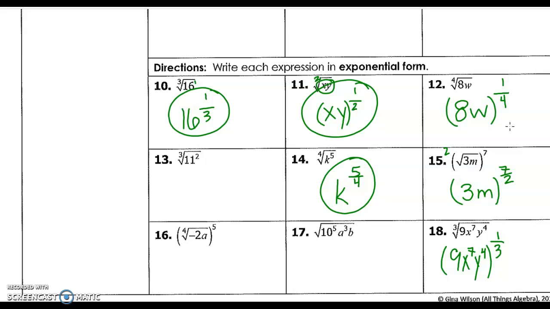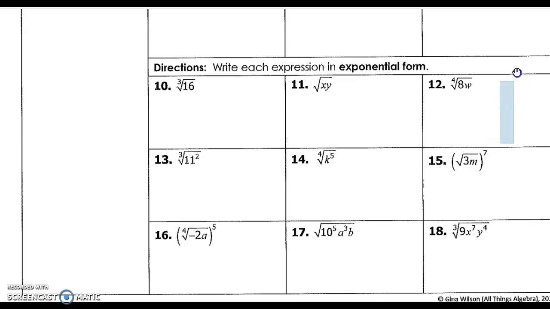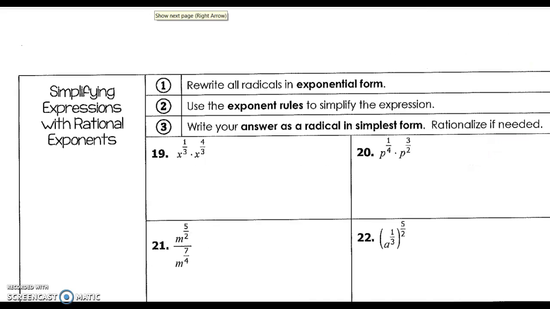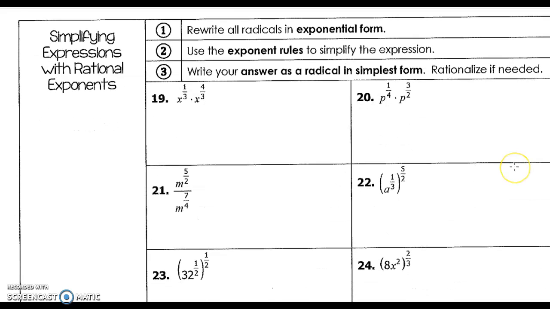So the question: why in the world would you need to convert? Well, because when we're adding and subtracting radicals, they have to be like radicals. Although in some situations you can actually work with them if they're not like, because they're just kind of hidden. So we'll look at some of these. We're going to rewrite in exponential form, use the exponent rules to simplify, and then get it in simplest form. So like here, I can see I'm multiplying like bases.